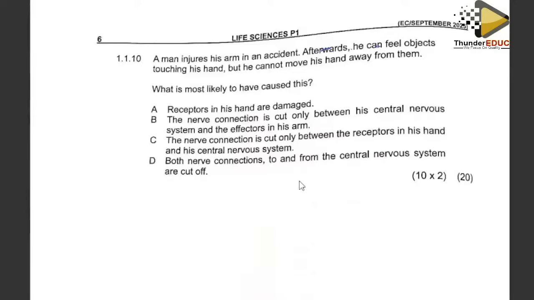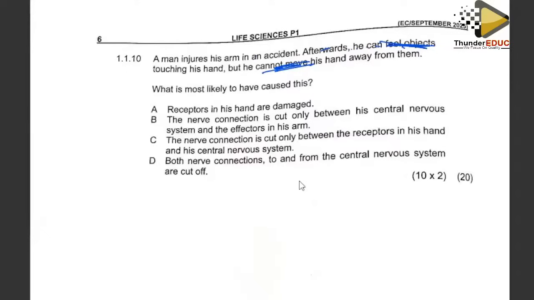Afterwards, he can feel objects touching his hand, but cannot move his hand away from them. They're asking what is most likely to have caused this, meaning that you are able to feel this, but you won't be able to react, meaning that the sensory neurons are working properly, but anything related to motor neurons is not working properly. Why? Because you are not able to bring about the effect.